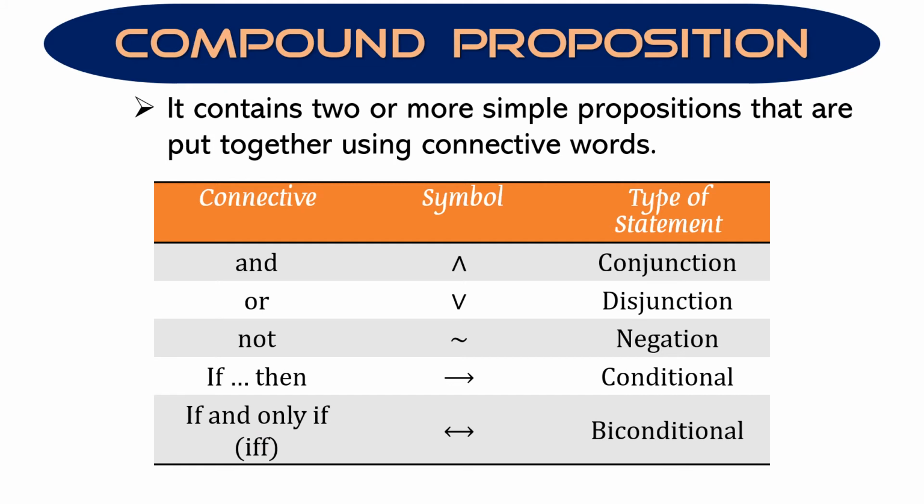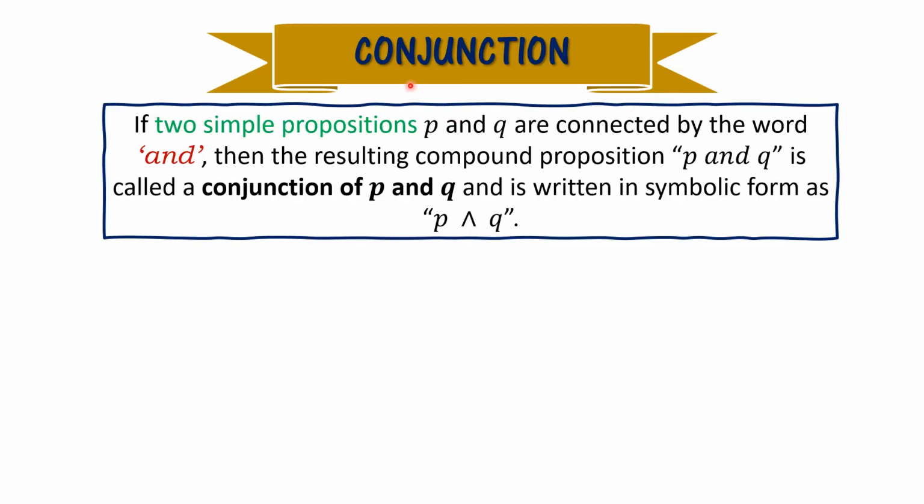Okay, let's start. First, we have conjunction. So when can we say that a proposition is a conjunction? That is, if two simple propositions, P and Q, are connected by the word and. Take note, there is a word and. Then the resulting compound proposition P and Q is called a conjunction of P and Q and is written in symbolic form as this one.